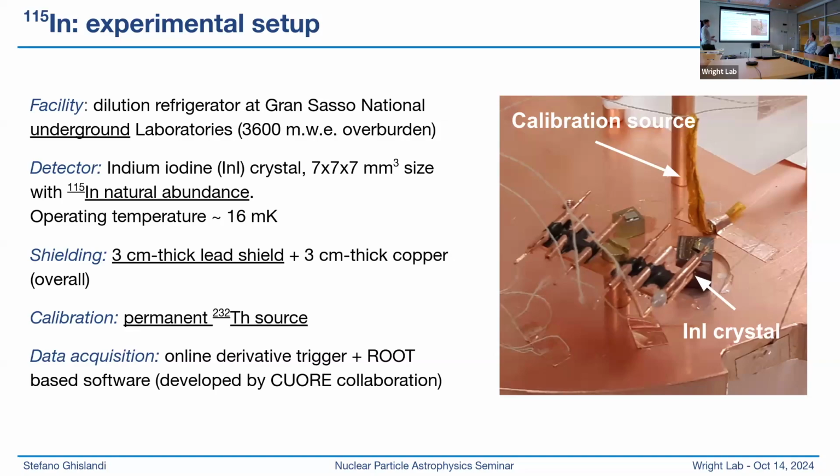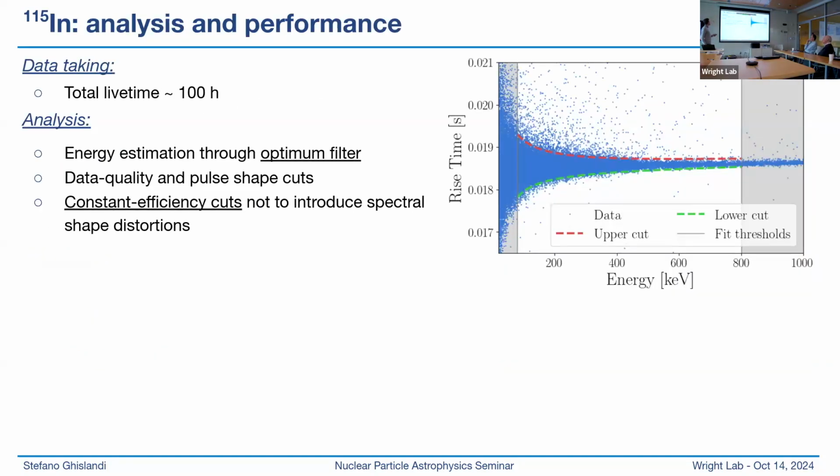There is a downside here. This cryostat had a relatively thick lead and copper shield, and we didn't have calibration sources strong enough to be used for calibration and then taken out for the background runs. So we decided to go for a permanent thorium-232 source. This is a thoriated wire that stayed there for the entire measurement. We took data for around 100 hours.